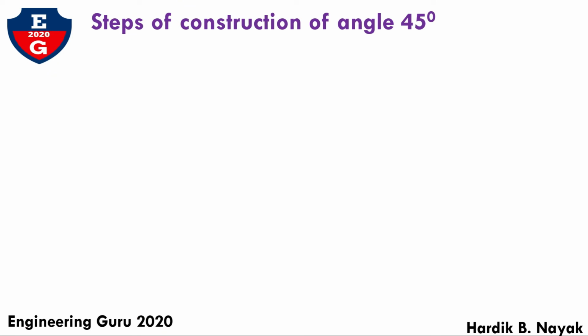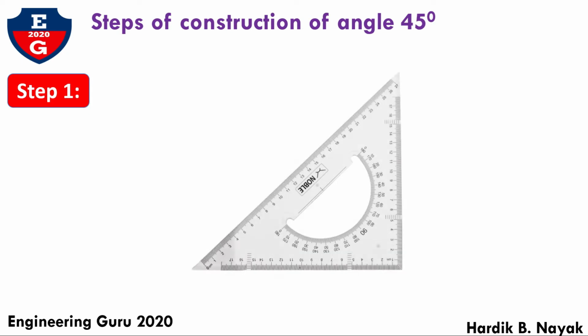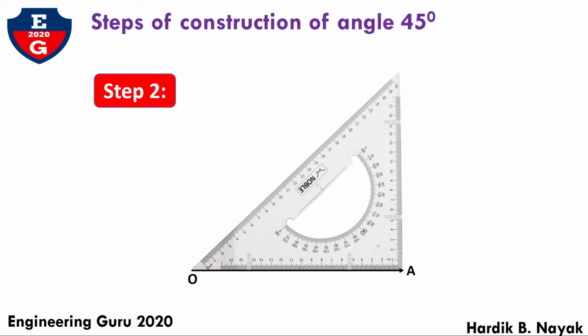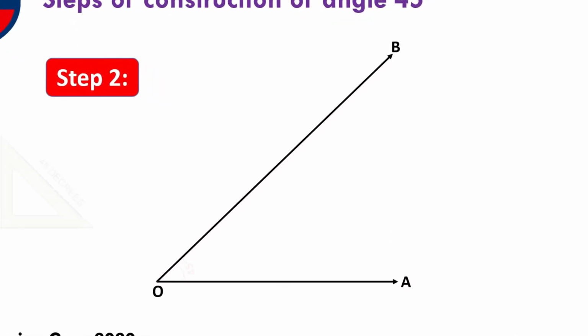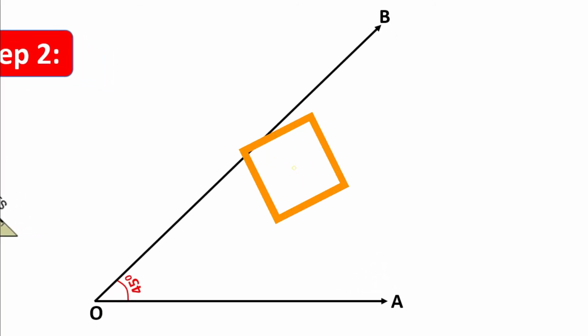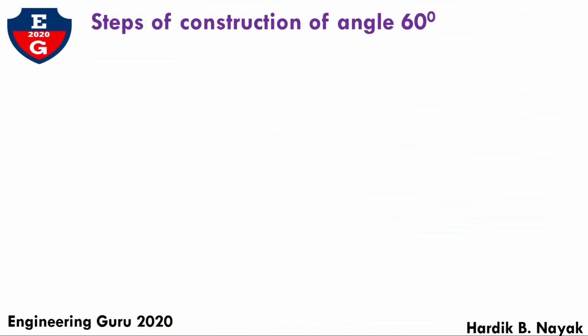Steps of construction of angle 45 degree. Step 1. To construct a 45 degree angle, place a set square with 45 degree angle at point O, then draw horizontal line OA starting from the vertex. Step 2. After this, draw line OB along the edge of the set square starting from point O. The angle so obtained measures 45 degree.